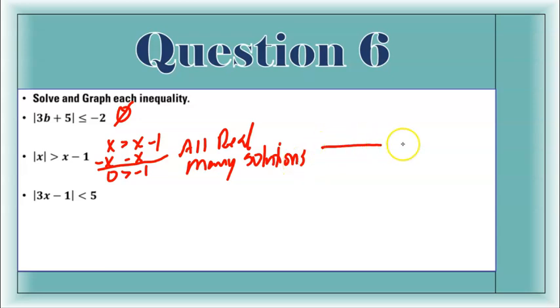Now to graph it, it would just be on a number line, and say I just put 0. It would just be everything on the number line. And our last one here.